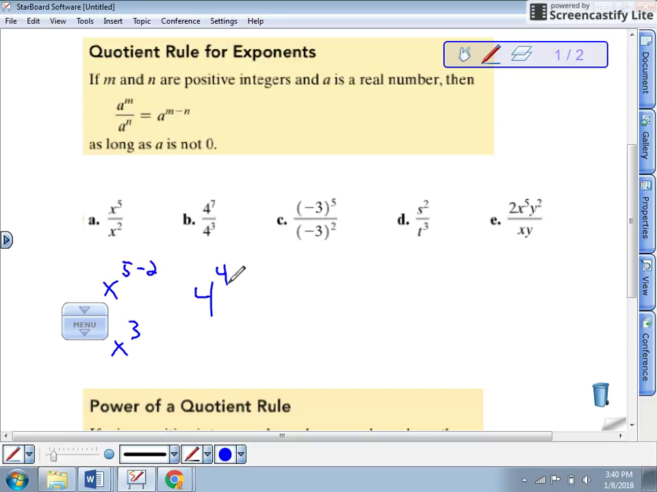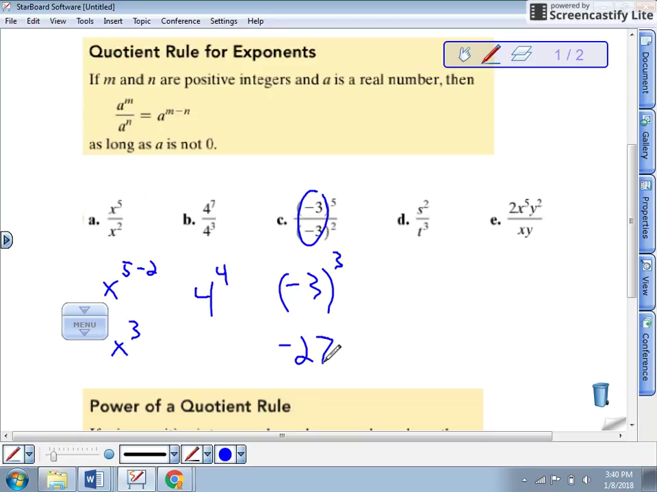Okay, C, again, we've got a common base. The negative stays in the answer. So it's negative 3, and 5 minus 2 is 3, so negative 3 to the third. You can type that in a calculator, or you can keep it like that, or give the final answer of negative 27. A couple more examples.